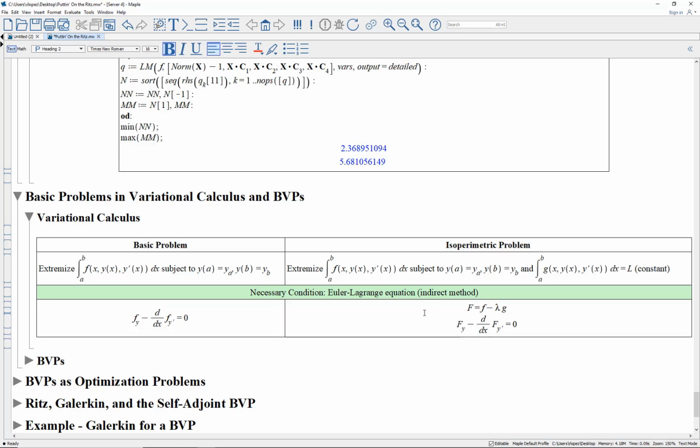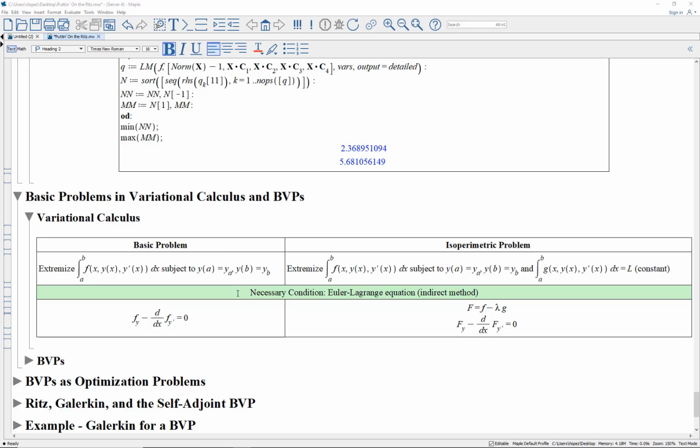Okay, so how do you solve that problem? You write a new functional whose integrand is f minus lambda g. So you introduce this Lagrange multiplier, f minus lambda g. And you apply the Euler-Lagrange equation to it. So it's big F sub y minus the derivative of big F sub y prime. Okay, so that's an extremization in the variational calculus.